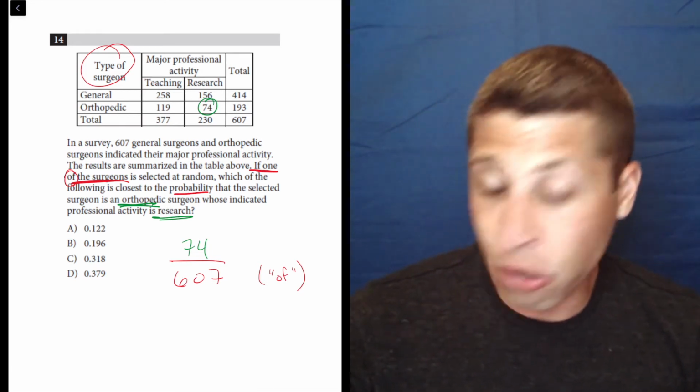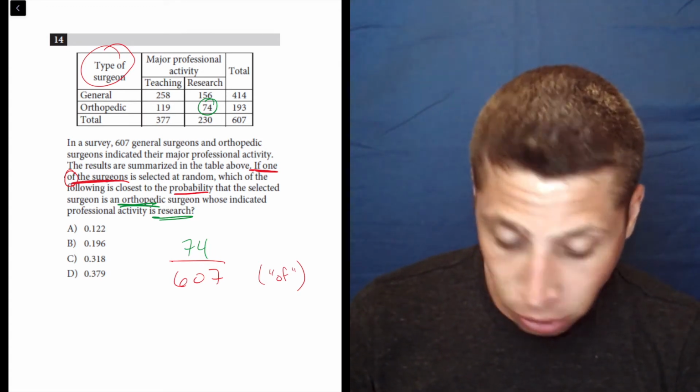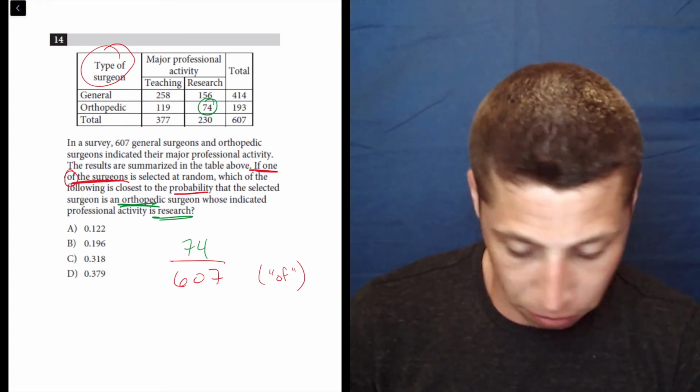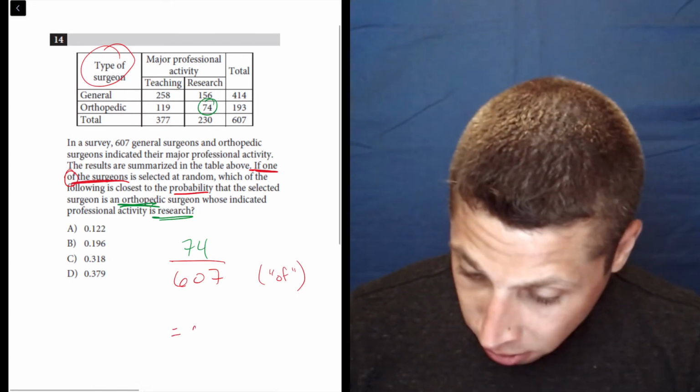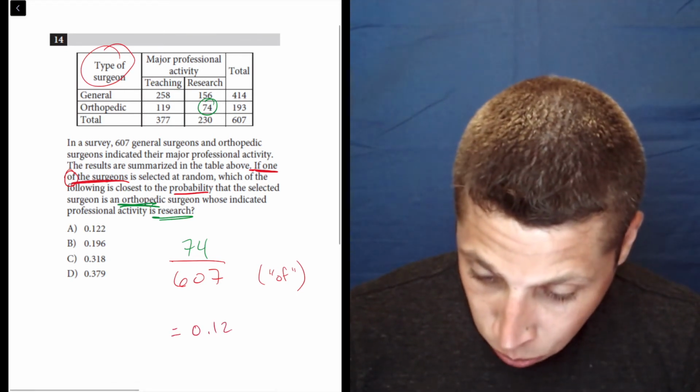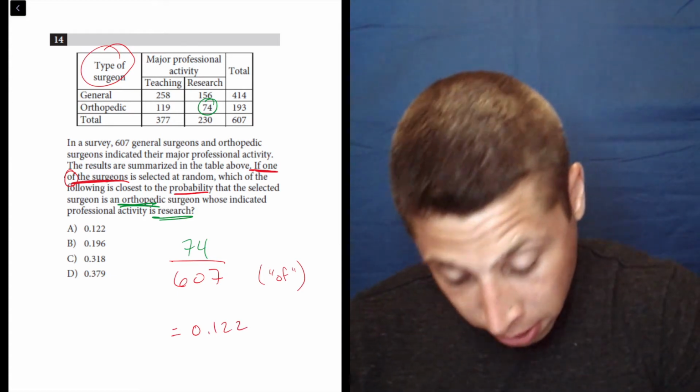So now we can just use our calculator and turn this fraction into a decimal. That's where those decimals are coming from. So 74 divided by 607 is equal to 0.122. And there you go, choice A.